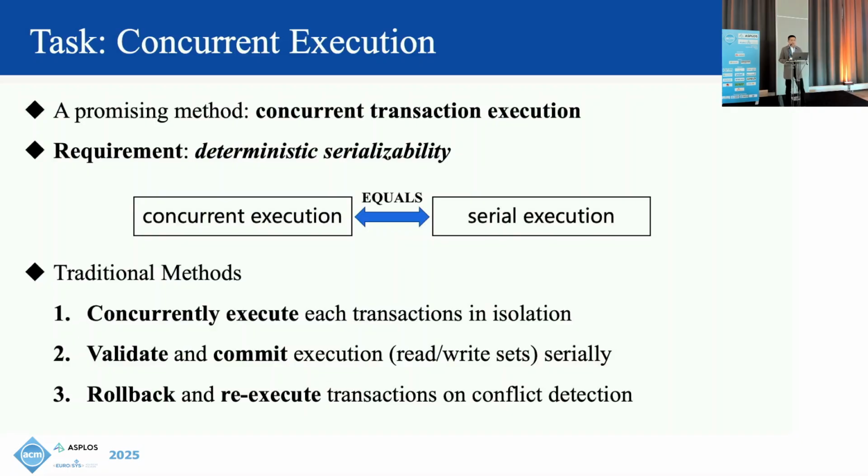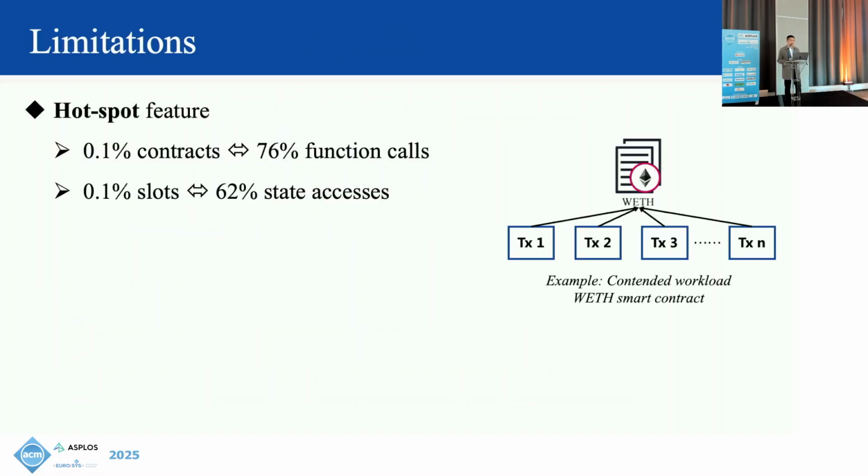First, execute all transactions in parallel, treating each as isolated. Then, validate and commit each transaction based on the preset transaction order. If a conflict is detected, the transaction is aborted and re-executed. This ensures equivalence to serial execution. But in practice, things don't work out smoothly, especially in real-world blockchains, due to data contention.